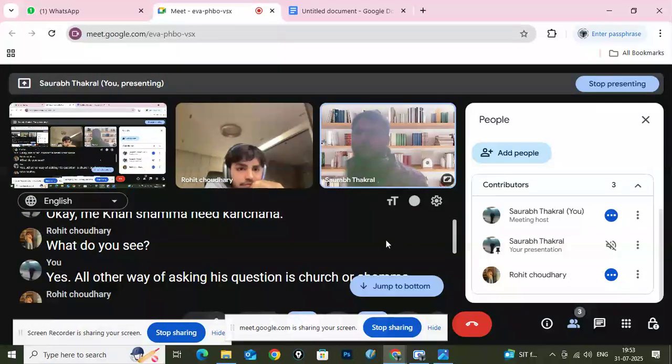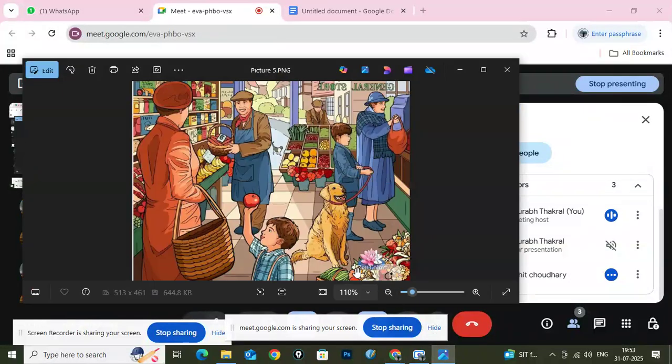Yes, you were asking about the boy. But first you have to tell about what is this, because the question I have asked is Ni kan shama, what do you see? Or Church Shama. So you have to tell broadly what is this picture all about.